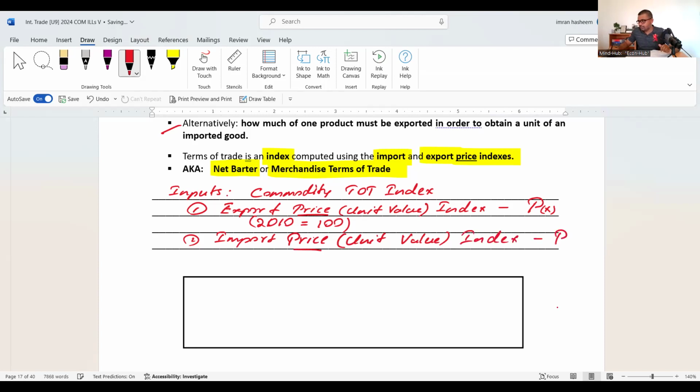Which is PM. Why I'm stressing this unit value thing is there's another index called export value index, import value index. Don't get that confused with this. This is unit value. Actually, the word I should highlight also is unit. Unit value means price. So here also 2010 is the base year and the base year value is 100. 2010 equals 100. So we'll quickly check the validity of these two, and then we'll come to the formula.